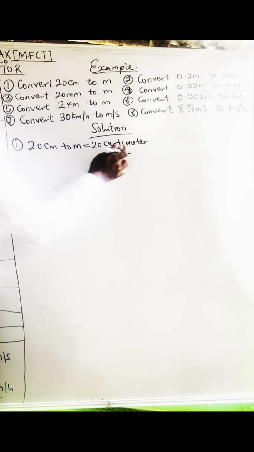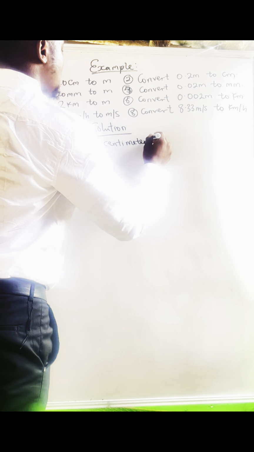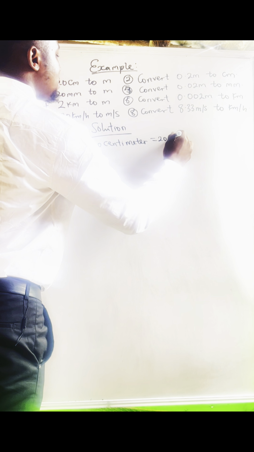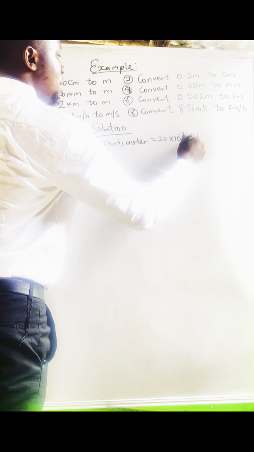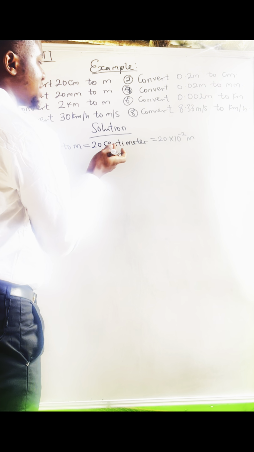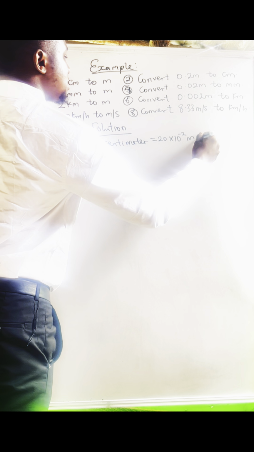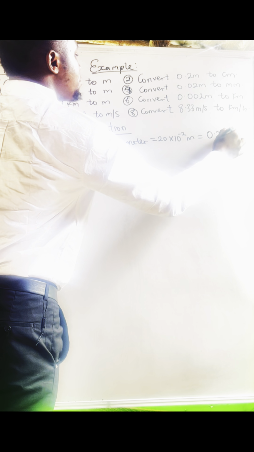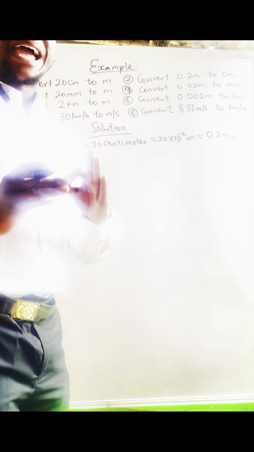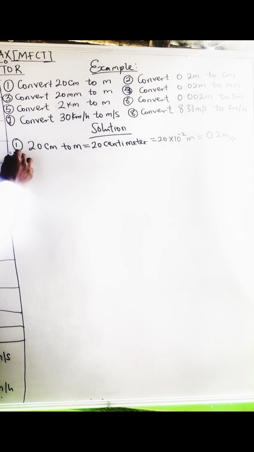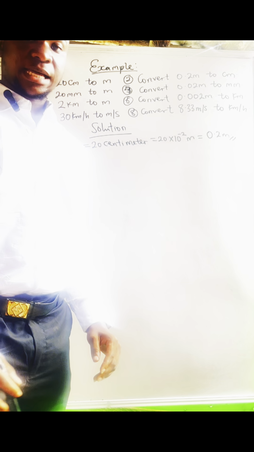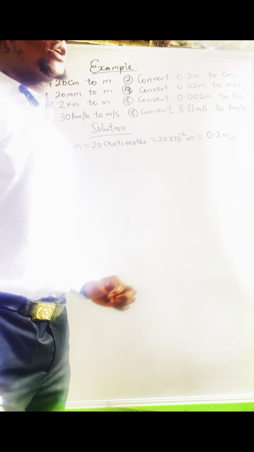Since this centi represents 10 to the power minus 2, then this is equal to 20 times 10 raised to power minus 2 meter. This 10 to the power minus 2 represents what? Centi. Then the final answer is equal to 0.2 meter. So this conversion is by using the idea of what? Standard prefixes. Also, this simply means that if you are to convert centimeter to meter, you can just multiply by what? 10 raised to power minus 2.